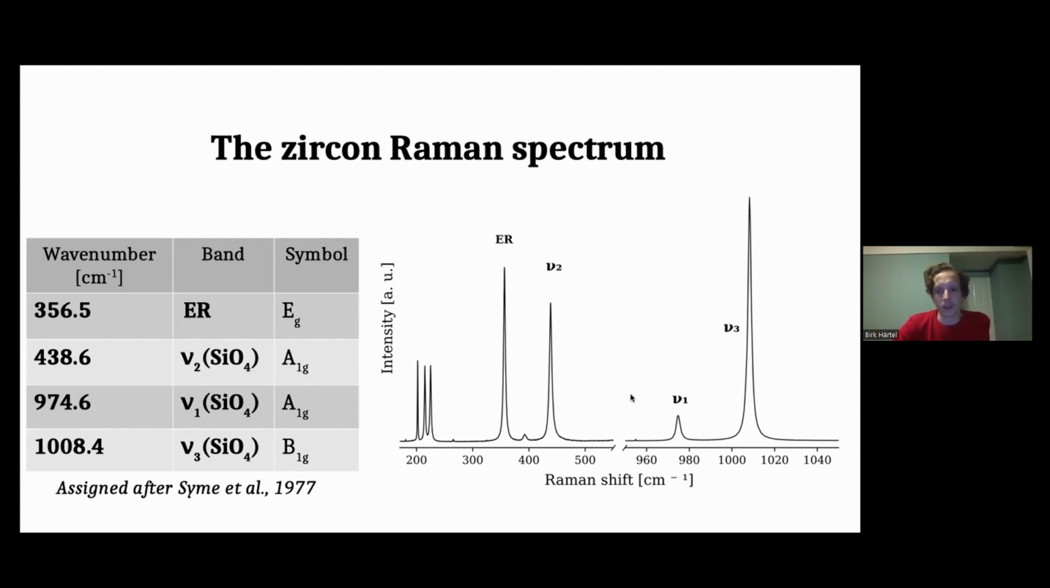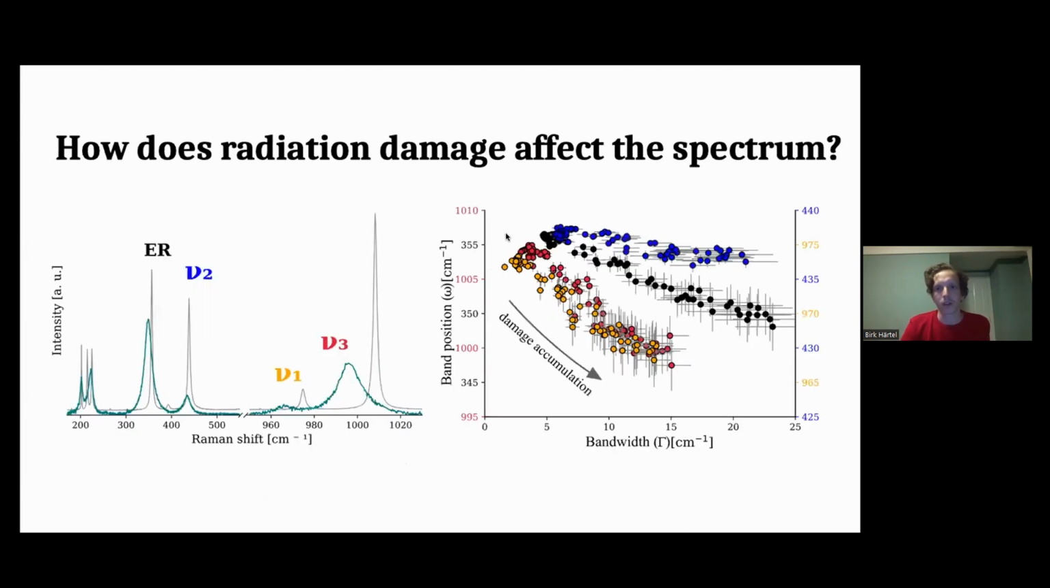As I said, for the rest of the talk, I will always refer back to these peaks. So just remember the ν1, the ν2, the ν3, and the so-called ER peak, which I would say are the most studied in zircon. That brings me to the question, how does the radiation damage in the zircon actually affect the Raman spectrum? We can see this on the left. In gray, we have the spectrum of a synthetic zircon, which means a zircon that has never accumulated any radiation damage.